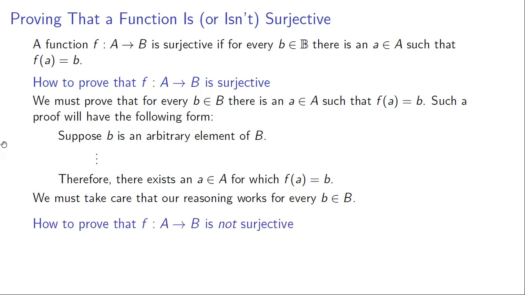Now, how to prove that a function is not surjective? Well, surjective means that for every b in the codomain, there is an a in the domain such that f of a is equal to b. Well, the way to disprove that would be to find some little b in the codomain such that f of a is not equal to b for all a in the domain. Okay.